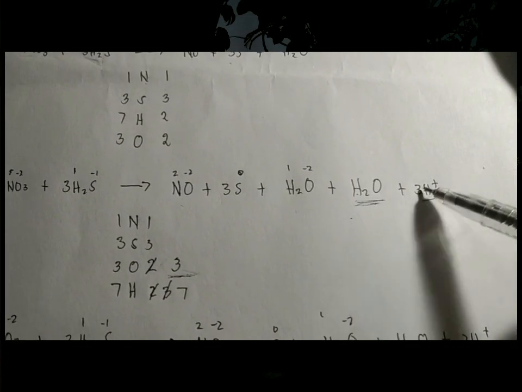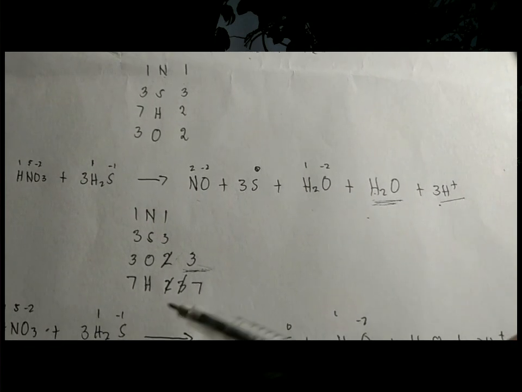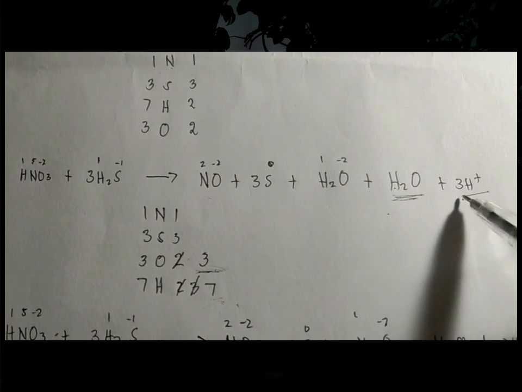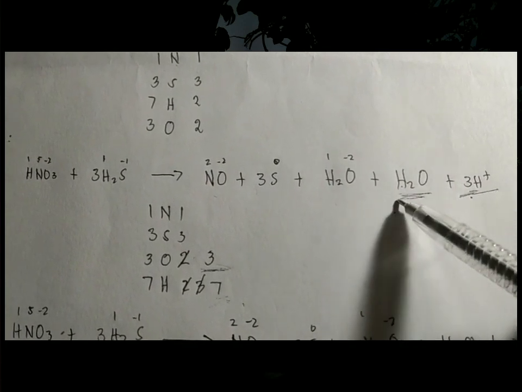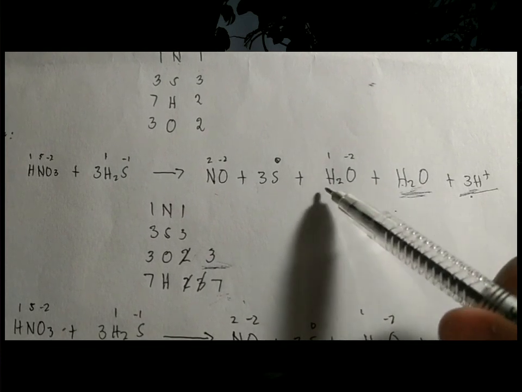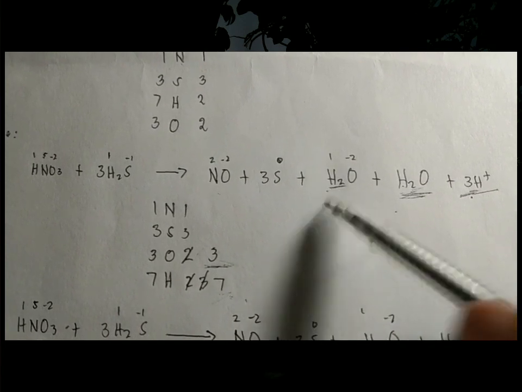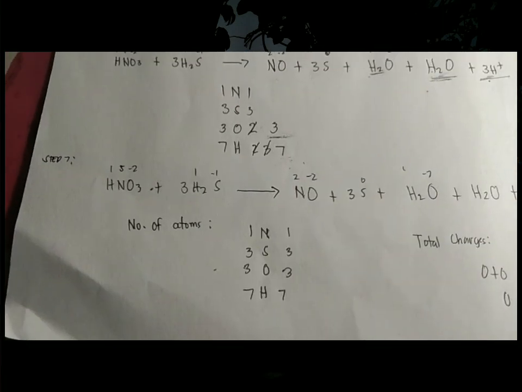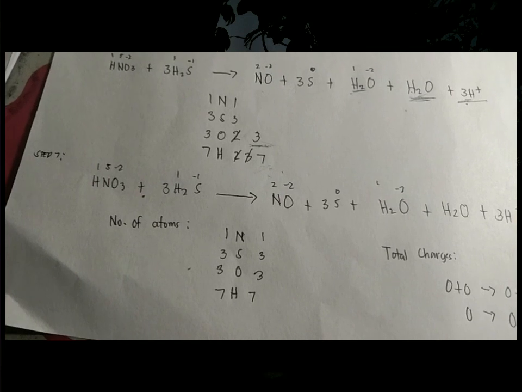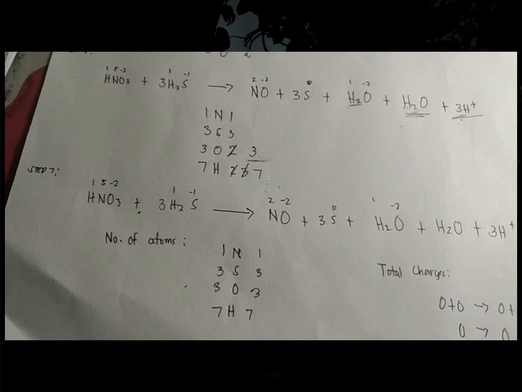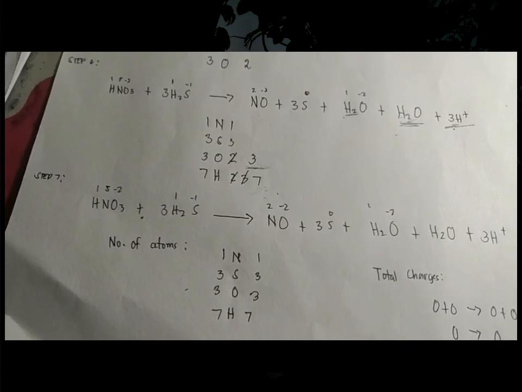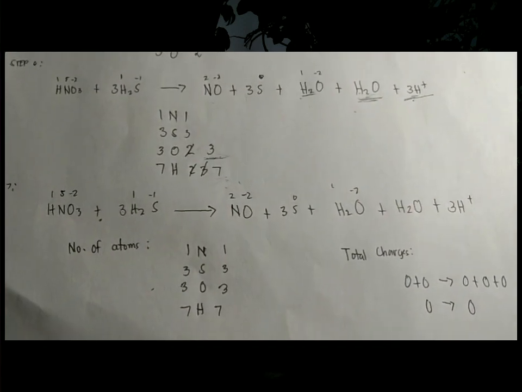So, we are now going to add 3H plus ion to make it 7. To make it balanced. So, we're now having 3 plus 2 plus 2 is equal to 7. So, and then we were going to proceed to step 7, which is the final check. The final check of the number of atoms and then check the number of total charges.